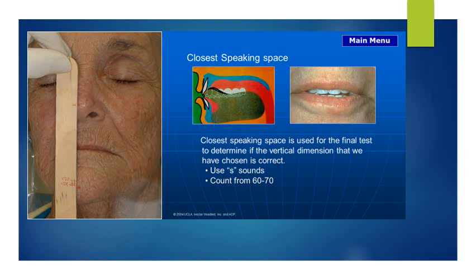The closest speaking space is one of the methods. As we know, the S sound refers to a space called the closest speaking space. It is a space between the anterior teeth, about 1 millimeter of space, while making an S sound.